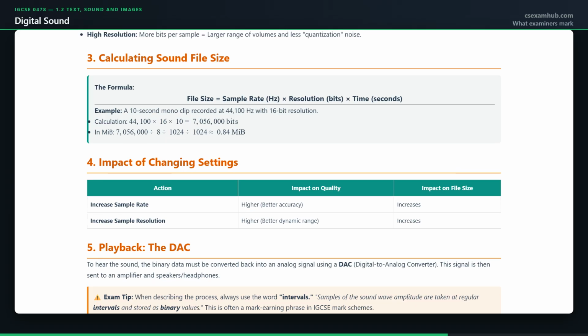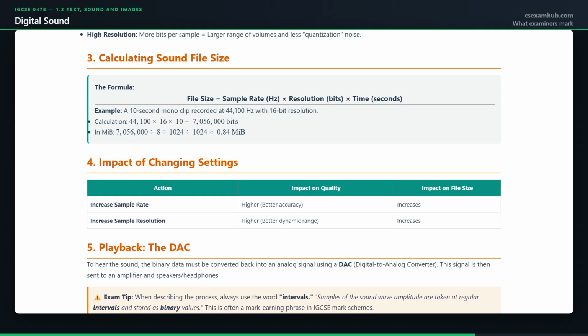4 things to take into the exam. First, the formula has 3 factors: sample rate times sample resolution times duration, and forgetting the duration is the commonest error because the image formula only had 2. Second, if the audio is stereo, multiply by 2 and say that you have done so.